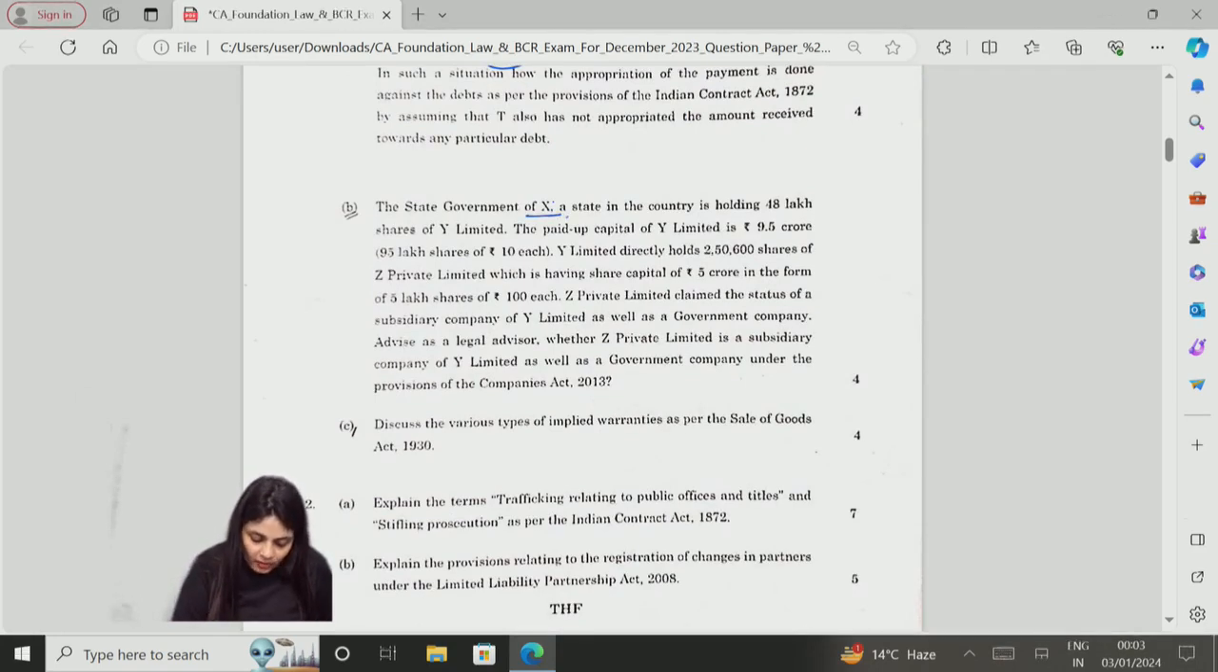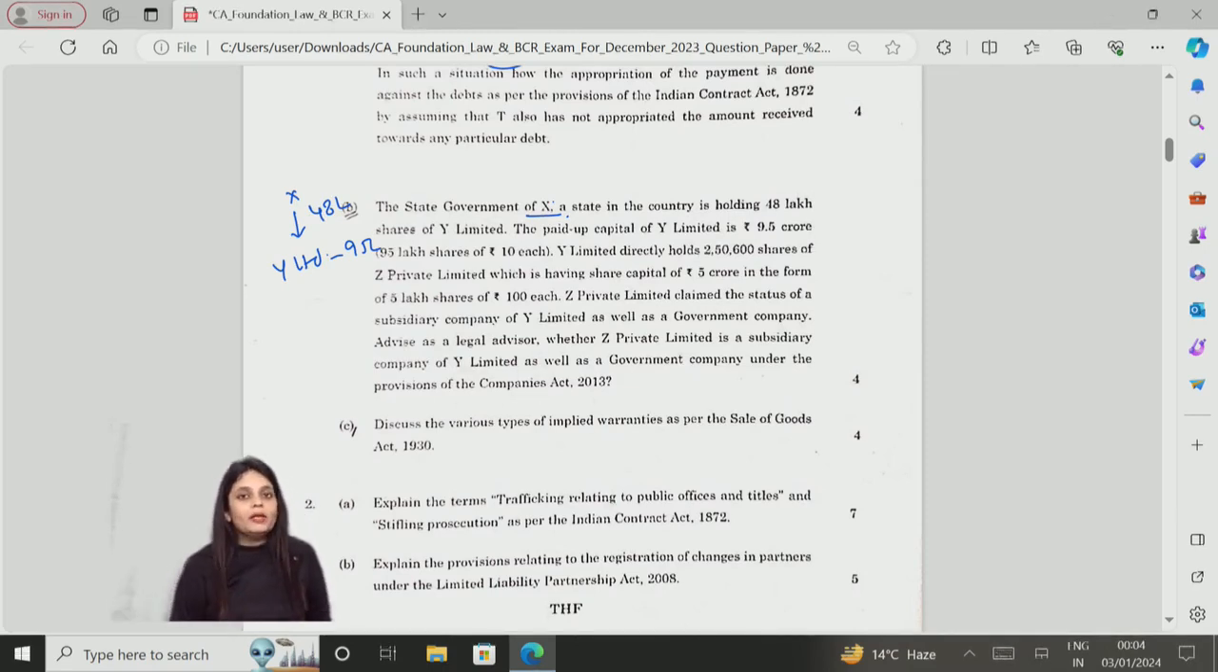The state government of X, so basically X is a state in the country, is holding 48 lakh shares of Y Limited. The paid up capital of Y Limited is 95 lakh. Y Limited directly holds, and X is holding how much? 48 lakh. Now, the paid up share capital of Y Limited is 9.5 crores, which is 95 lakh shares.